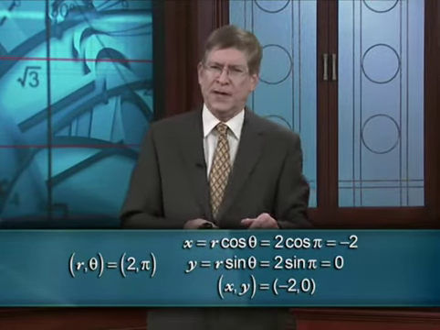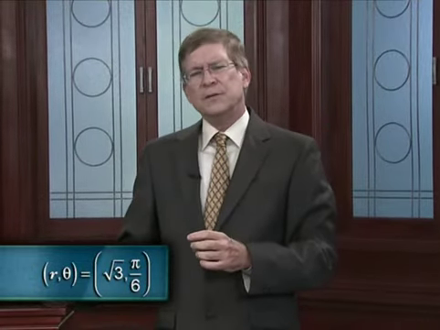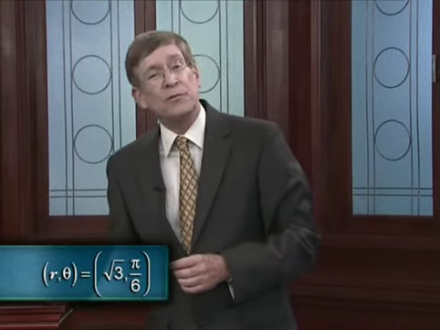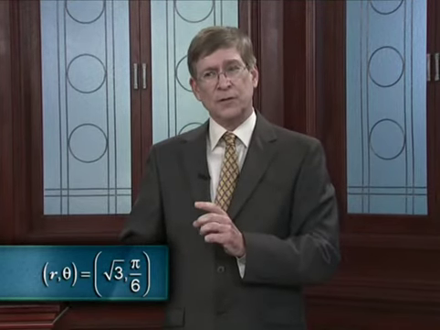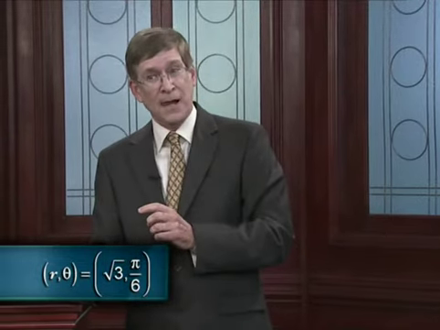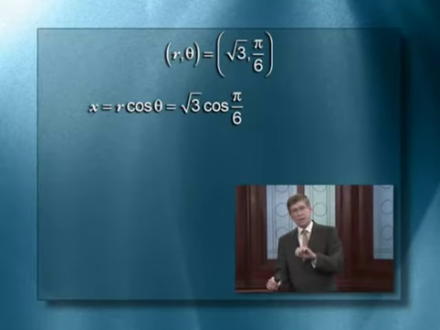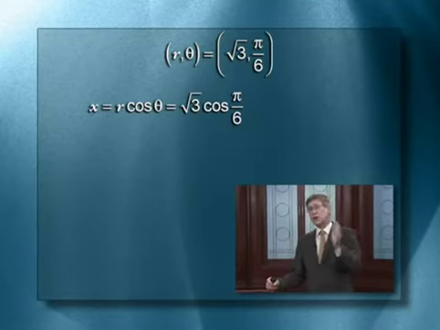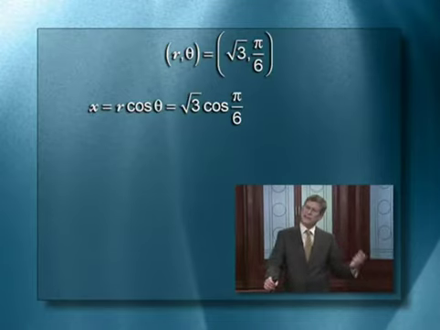In a minute, I'll plot that point, and we'll look at it a little closer. But let's do a second example. How about if r, theta is, say, the ordered pair square root of 3, pi over 6? So the distance to the origin is square root of 3, and the angle it makes is pi over 6. What are the Cartesian coordinates? Well, r cosine theta would be square root of 3 cosine pi over 6. And now I have to pull that trig knowledge, don't I?